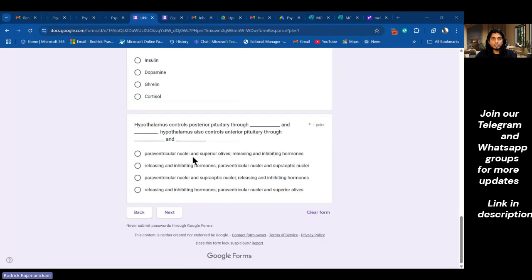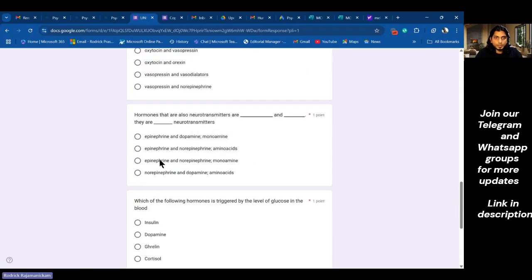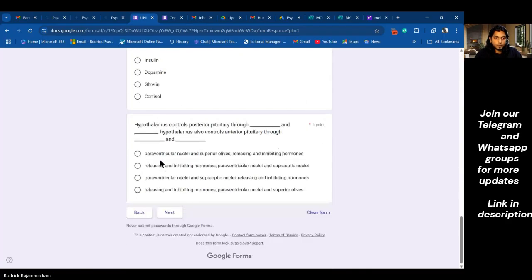Any doubts or questions? We'll try to rush through this. What was the answer of the last MCQ? Sorry, what was the answer of the last MCQ? The last one, previous. We'll go back. Yeah.